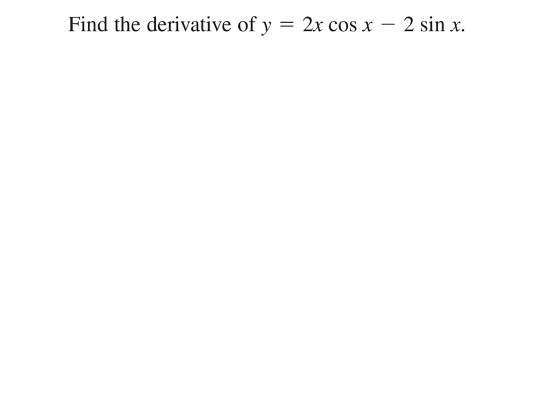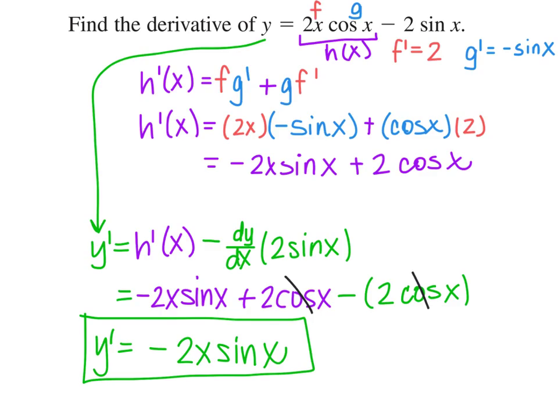And here's another example where it's a little bit more complicated and it has some other rules in it that we've talked about before. So our function here is y equals 2x times cosine x, so that's going to need a product rule, minus 2 sine x. So that 2 times sine x is just going to be the constant multiple. So the first thing that I do here is I'm just going to take the derivative of this part. I'm going to call that h of x, and I'm going to find the derivative of my f and my g to plug into this equation here.